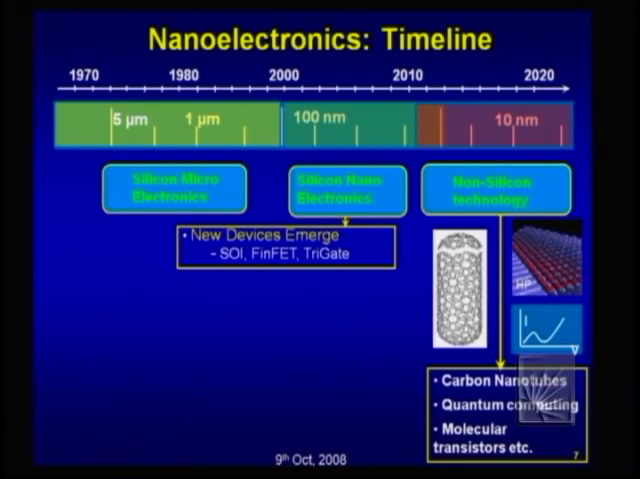Let us look into the timeline. A very interesting slide we have here, which gives you a synopsis about the progress of electronics from micro to nano, from silicon to non-silicon.